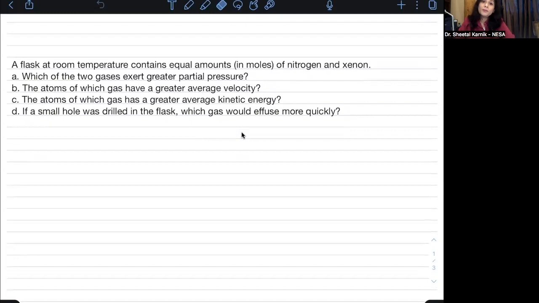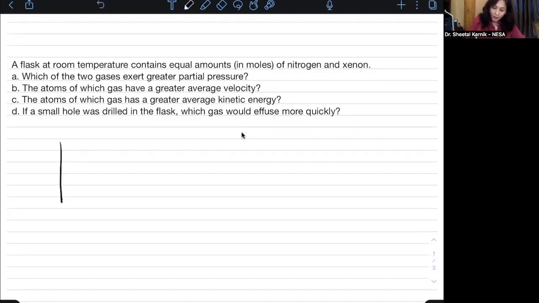A flask at room temperature contains equal amounts in moles of nitrogen and xenon. So the first question is, which of the two gases exerts greater partial pressure? We know that when we are talking about partial pressures, it's important for us to know how many moles of the gas we are dealing with.